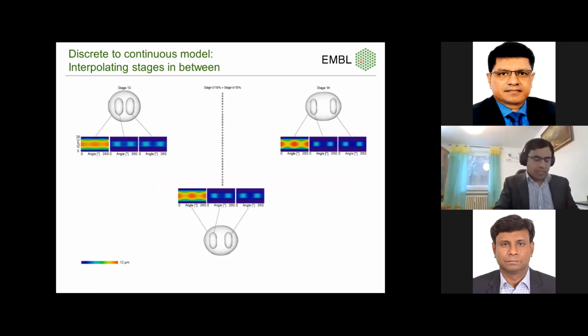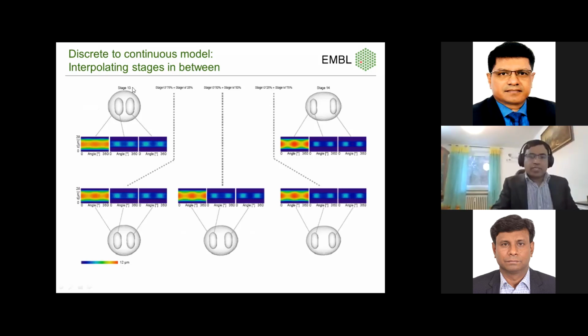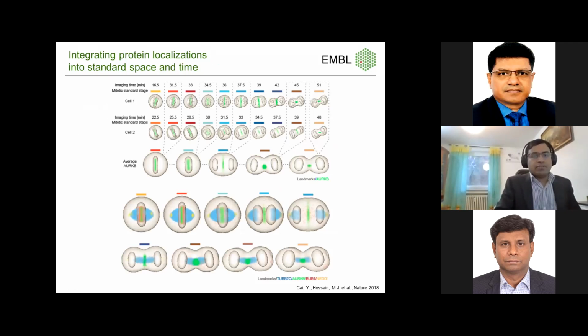So how to do it? I transform them into a cylindrical coordinate system and perform the averaging. If I take stage 13 and stage 14, and use 50% of this and 50% of this, you will probably realize from the distance that this is kind of the middle between these two. If you do it differently, 75% of this and 25% of this, you will get this, and vice versa, you can generate different ones. So the cylindrical coordinate system allows us to generate a continuous model from a discrete one.